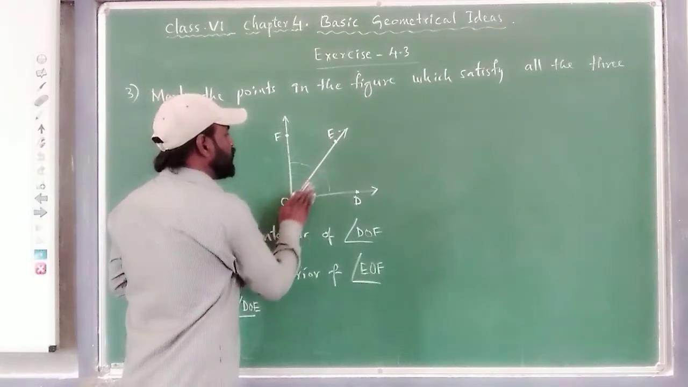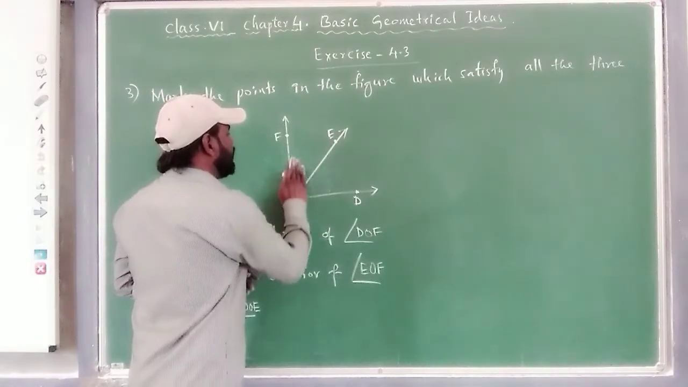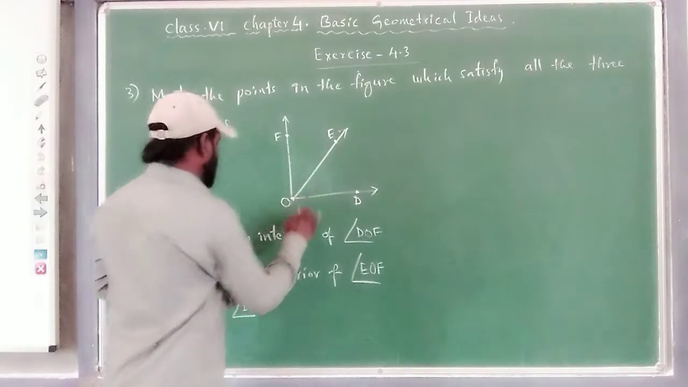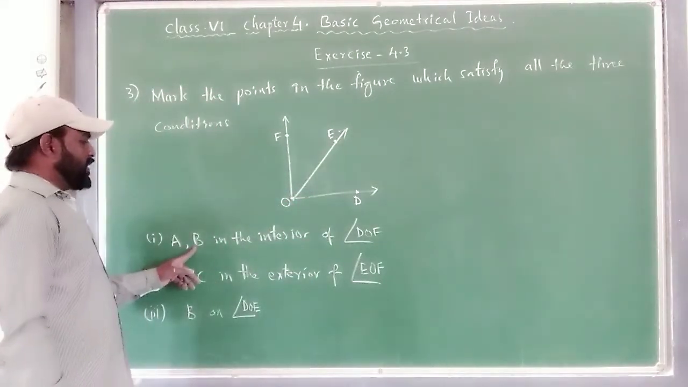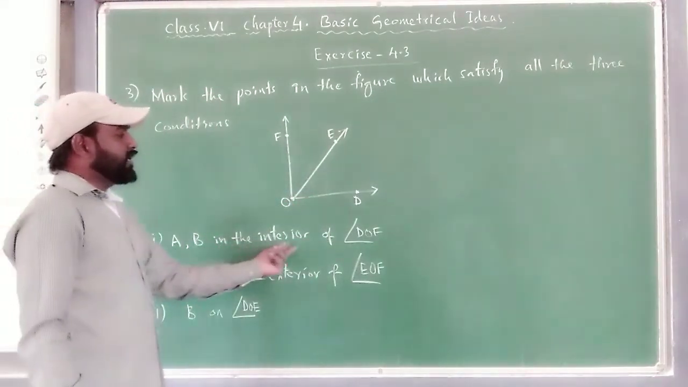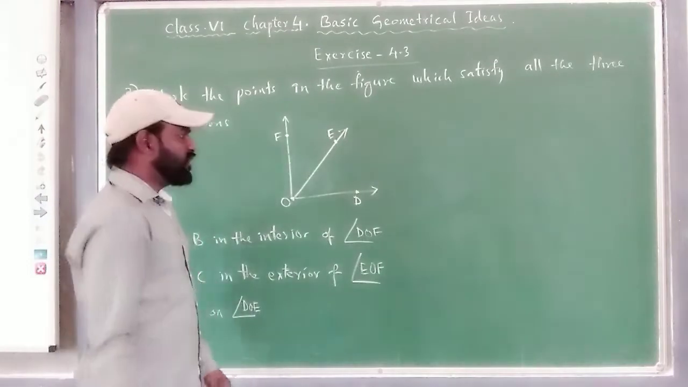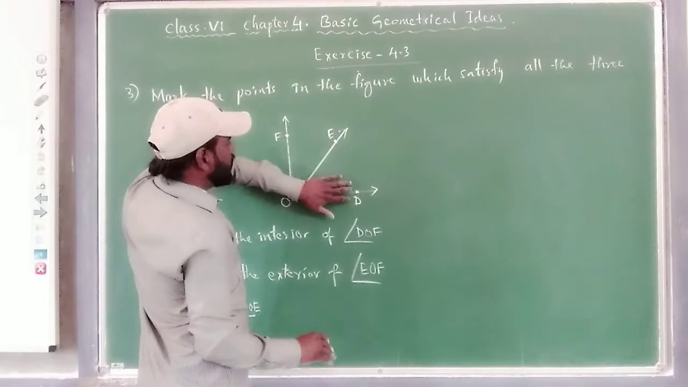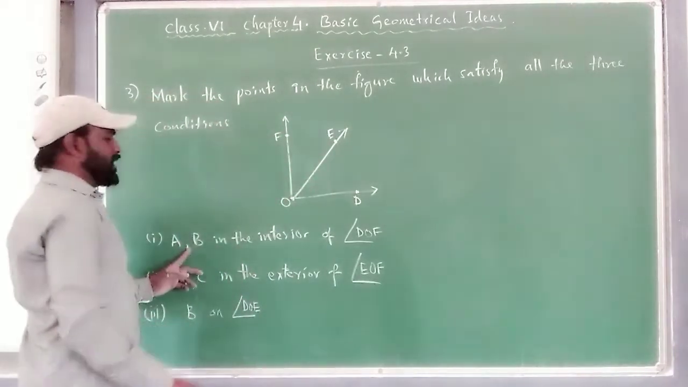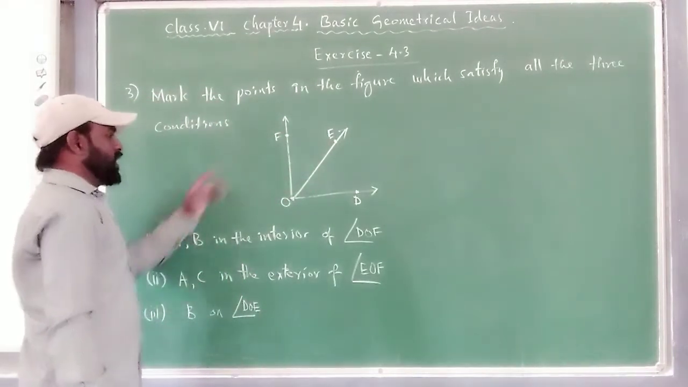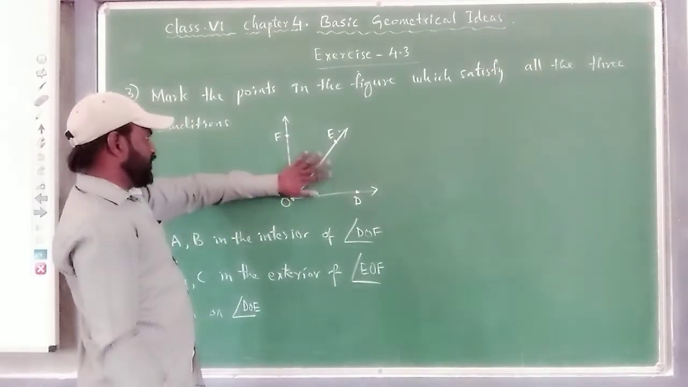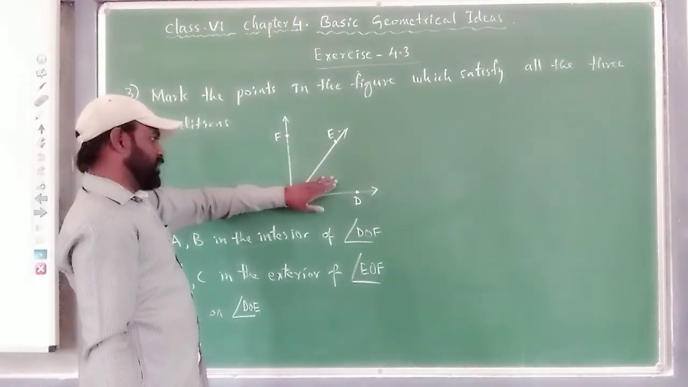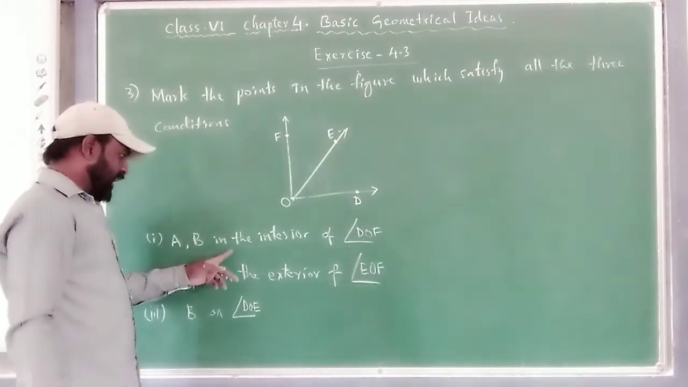So we have to mark the points which satisfy the conditions. First one, A comma B. These 2 points in the interior of DOF. Interior of DOF means inside these, from here to here, anywhere A and B should be. A and B should be inside DOF from here to here. Either it can be here or it can be here to satisfy the first condition.